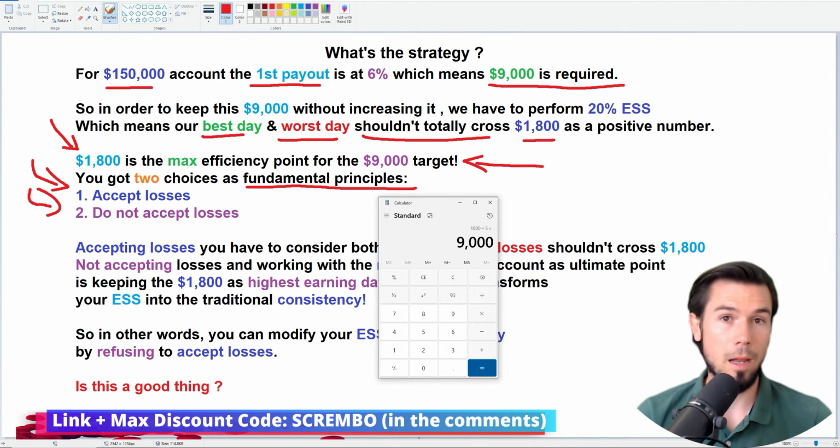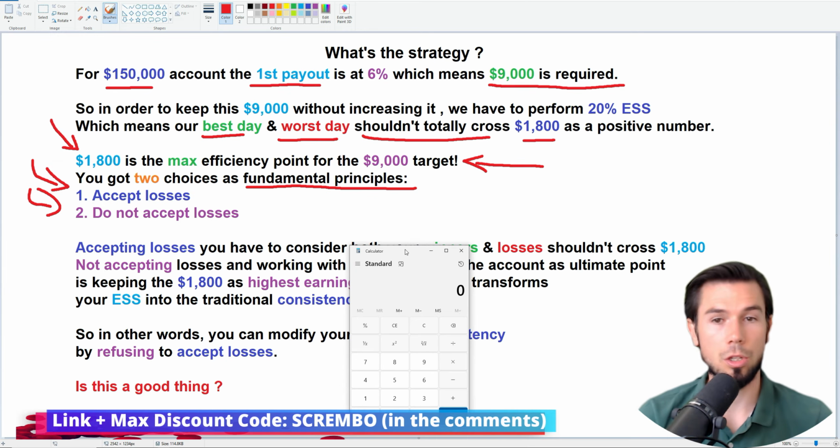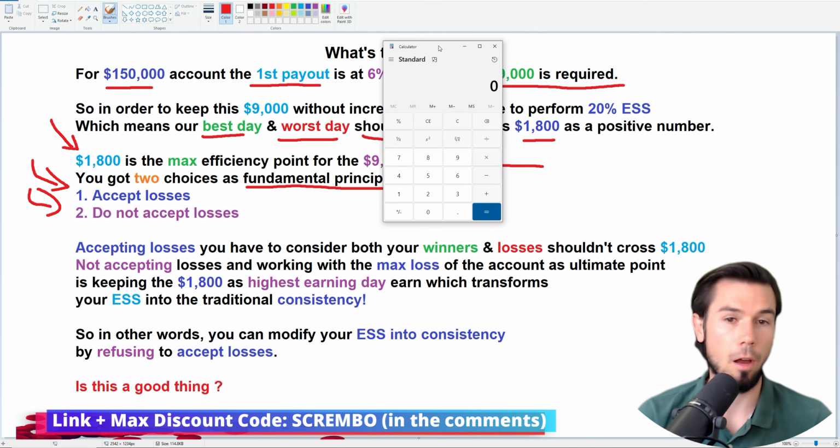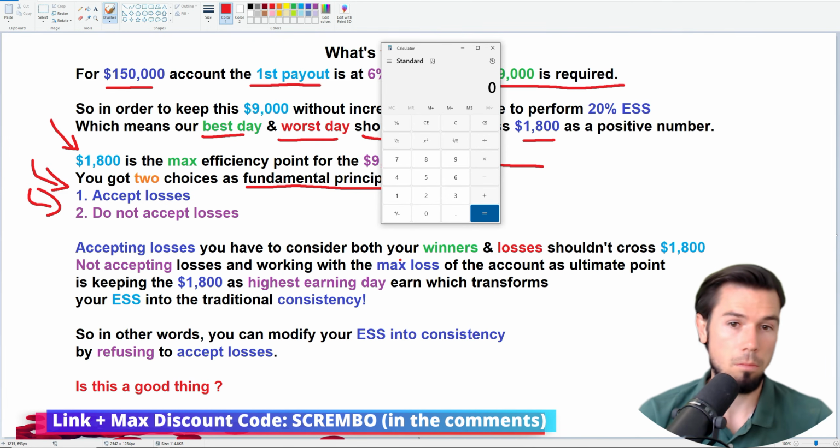You just have to make more money than the 9,000, and I've explained why. So this is where the discussion comes in, guys, and I think this is really personal and custom. Accepting losses, you have to consider both your winners and losers, right? The losses shouldn't cross your 1,800. That's exactly what we've been talking about. Not accepting losses and working with the max loss of the account as the ultimate point is keeping the 1,800 as your highest earning day, which actually transforms your equity stability score into the traditional consistency, right?